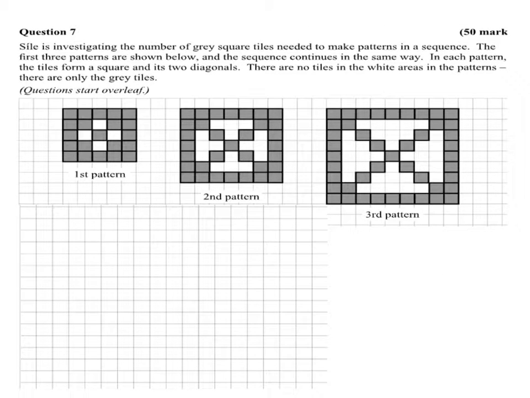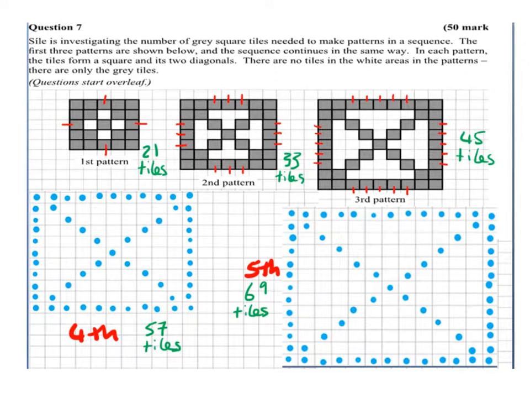And as you can see, we're only given the first 3. So what we're going to have to do is draw out the next 2 patterns. So the first pattern, again, it's a square with diagonals. And if we count up all the grey boxes, we have 21 tiles. So it's 5 across and 5 down, and then we have the diagonals. So 21 tiles altogether.